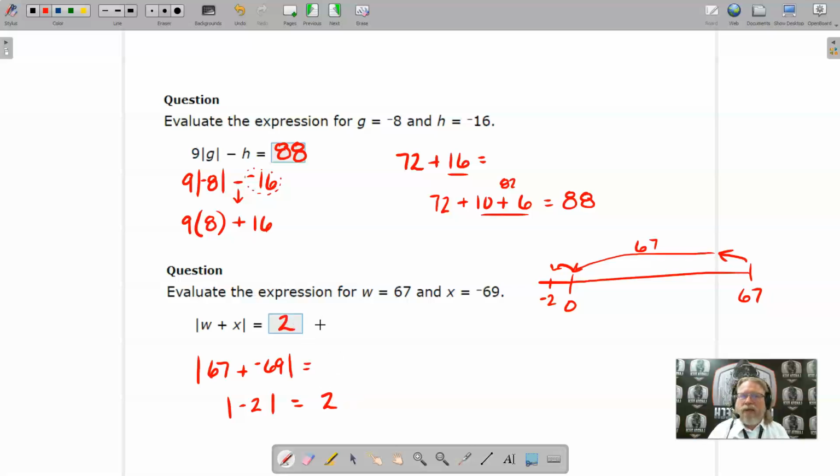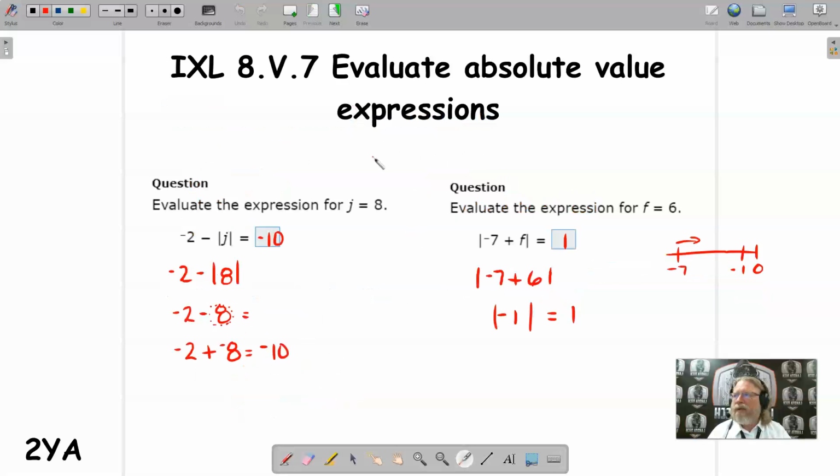All right, so those are all of my examples for IXL 8.V.7, evaluate absolute value expressions. Good luck with your activity.